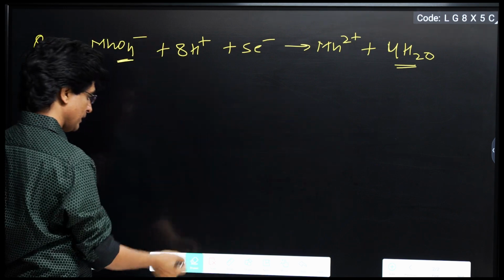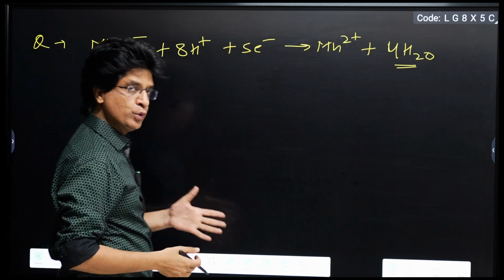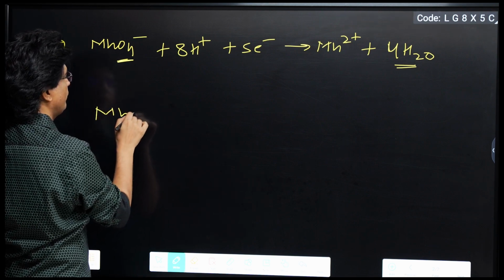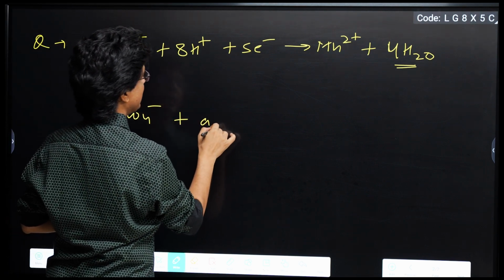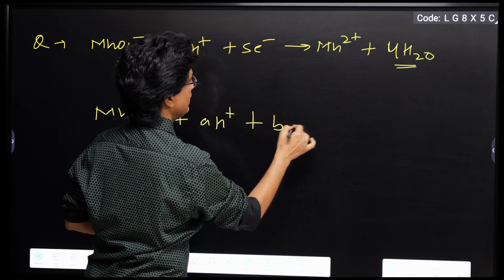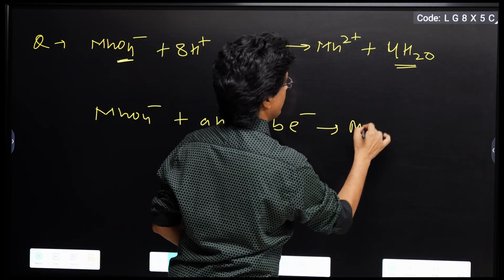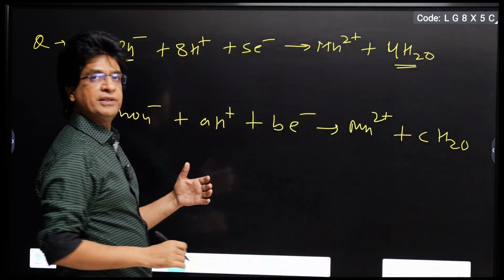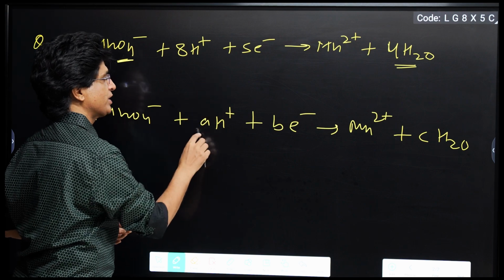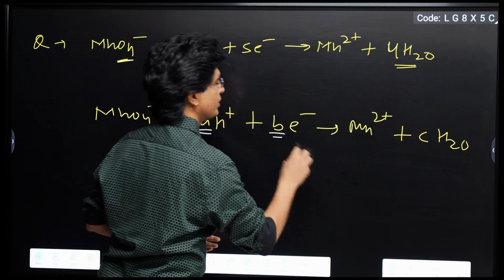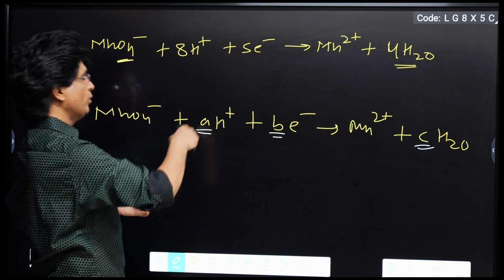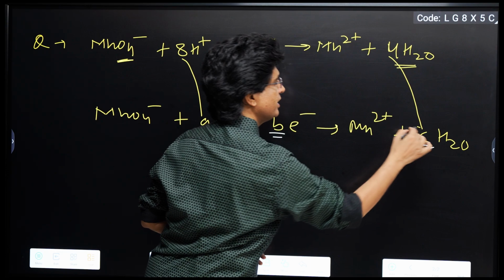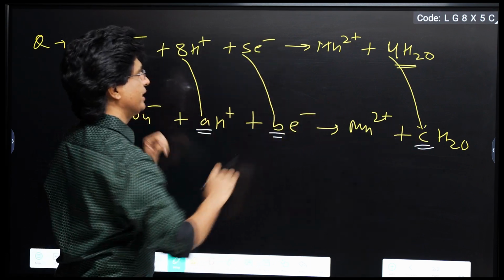Yes or no? So the kind of question they will ask you is that they will give you imbalanced equations. For example, they can give you MnO4 negative plus A H plus B e negative electron giving Mn2 plus and maybe C H2O. So in these kind of questions they can ask you what are the values of the stoichiometric coefficients of H plus, electron and water. So out here A will be 8, B will be 5 and 4 will be the C value. Yes or no? So these kind of questions they can ask you.